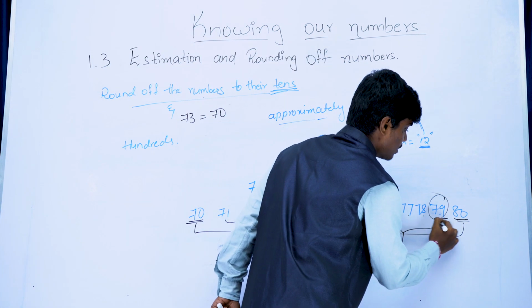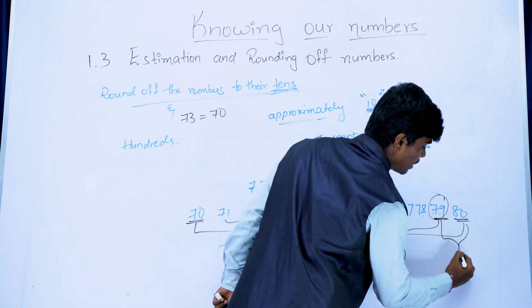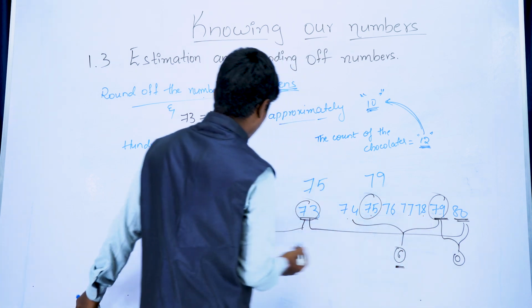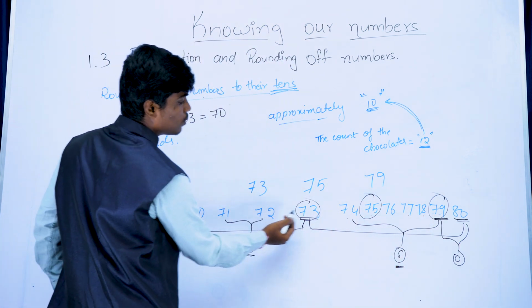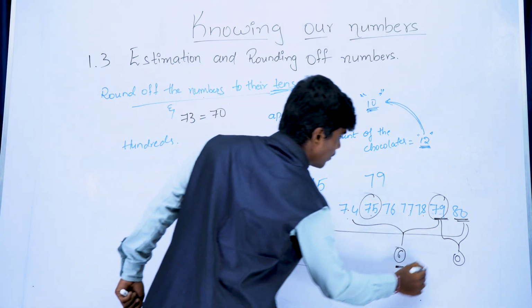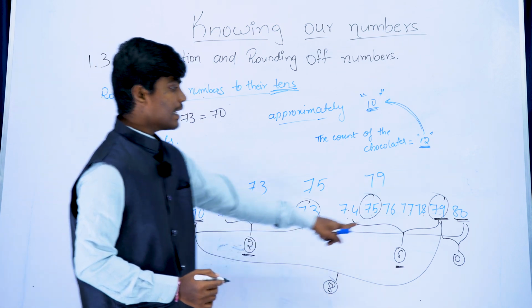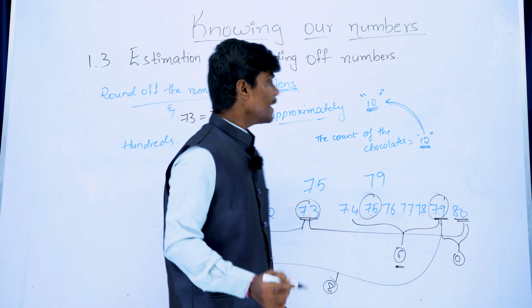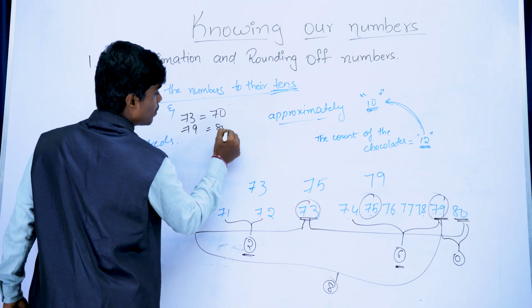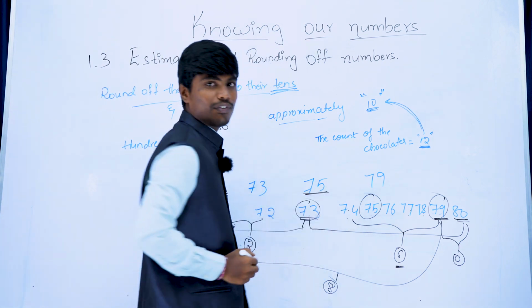Now coming to 79. See, there are 0 numbers between 79 and 80. If we check 79 to 70, we have 1, 2, 3, 4, 5, 6, 7 and 8. We have 8 numbers. So the nearest number is 80. So 79 is rounded to 80. Now let's take 75.